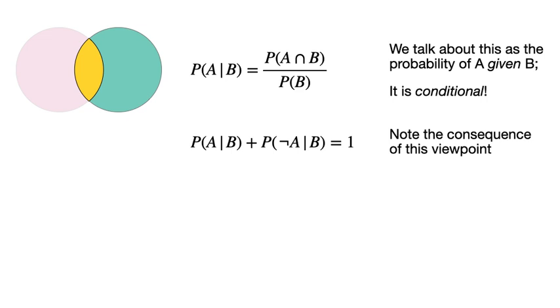Okay, note the consequence of this viewpoint. We have assumed B to have occurred. Well, there's only two possibilities. Given B has occurred, either A has occurred or it hasn't. You read this symbol right here as not. So the probability that A has occurred given B plus the probability not A given B, they have to sum to 1 because these are probabilities and there's only two choices. A happened or it didn't. We're either in here or we're in here.